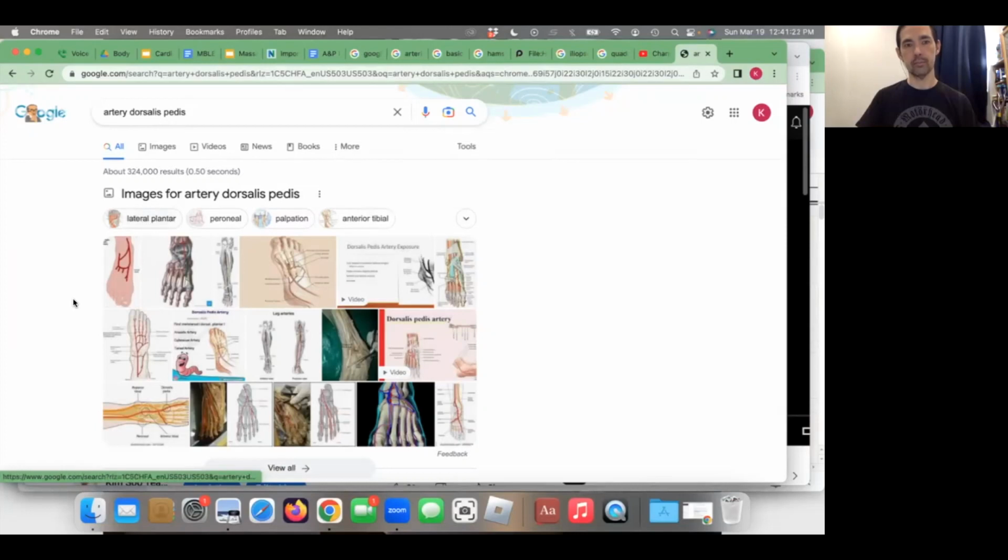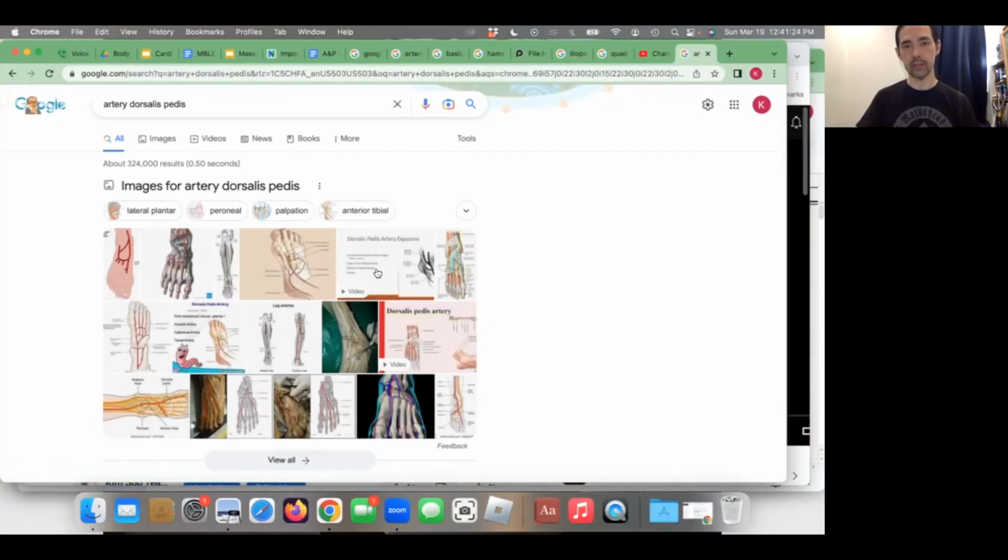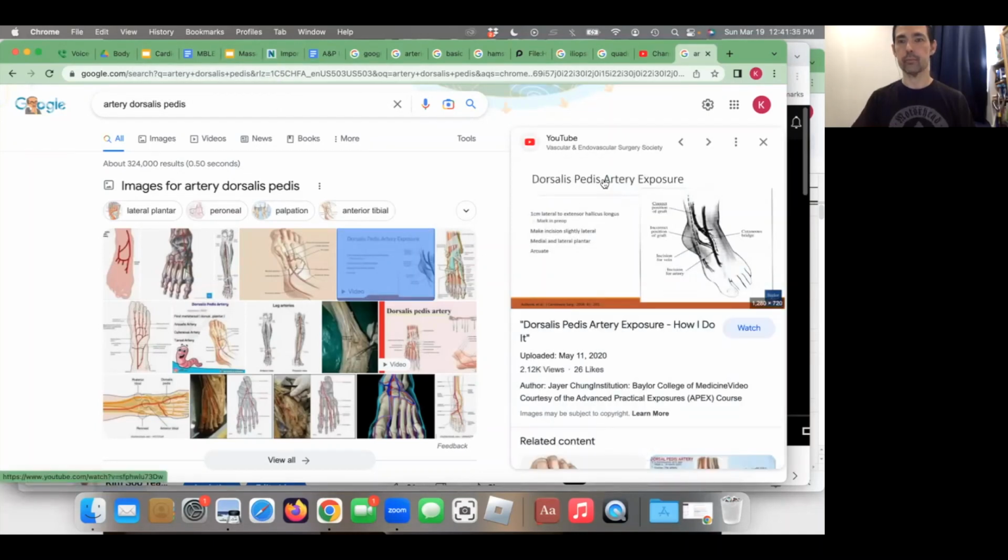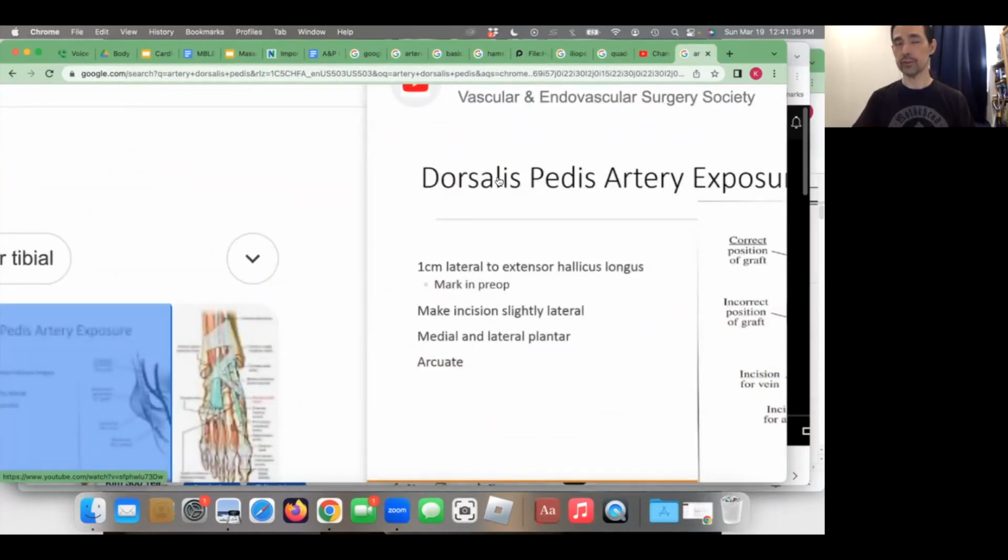What is this artery commonly called? The dorsalis pedis artery, dorsalis pedis. So dorsalis, from dorsal, back of the foot, pedis, ped meaning foot.